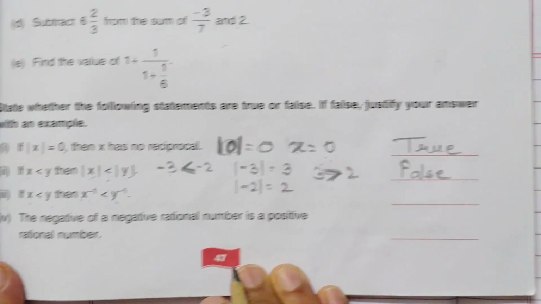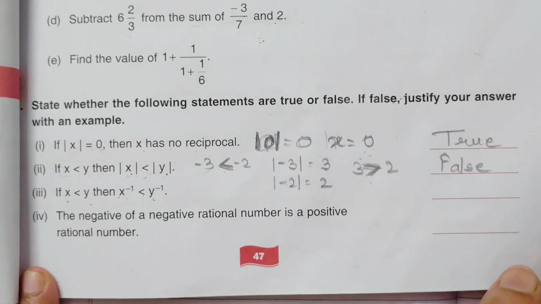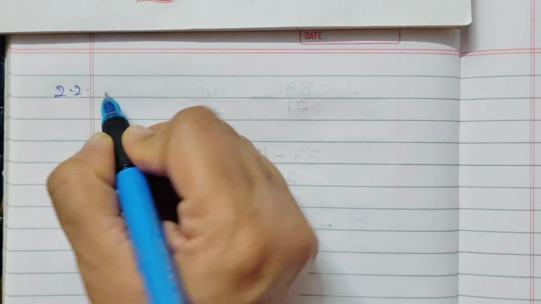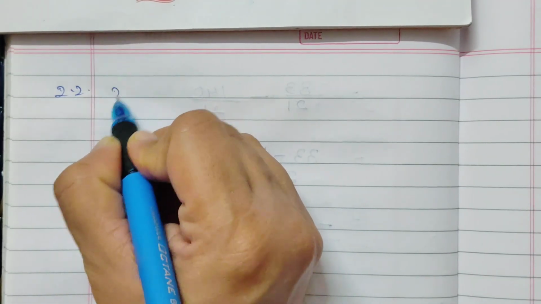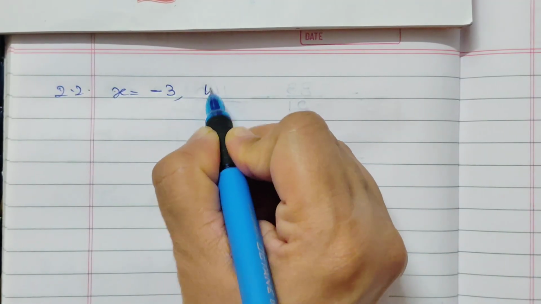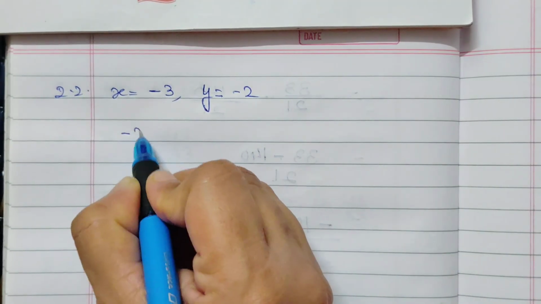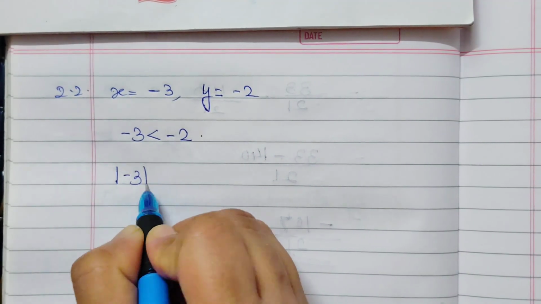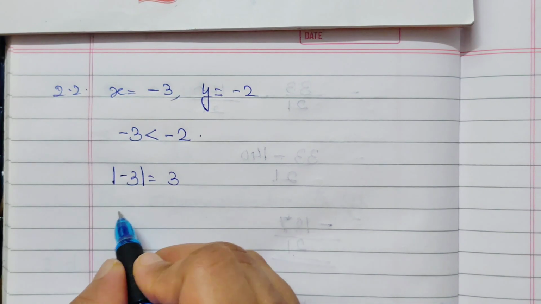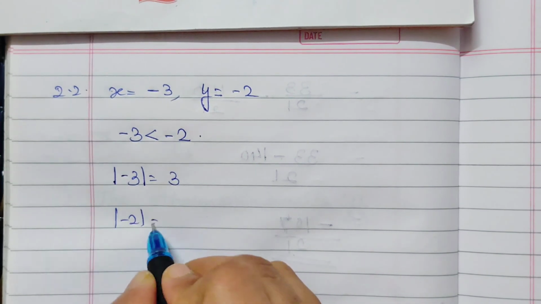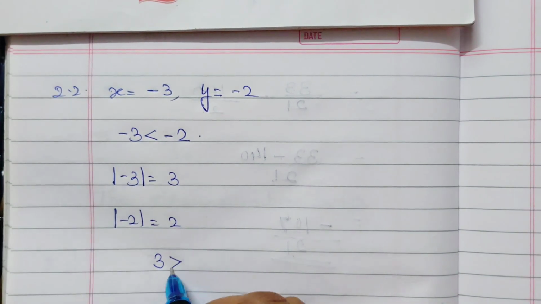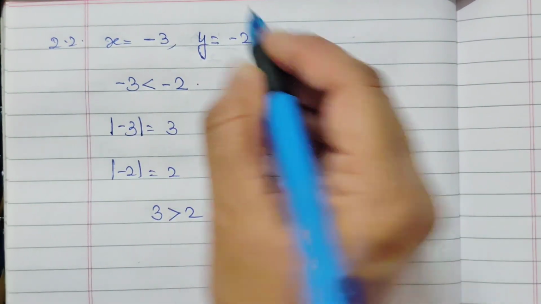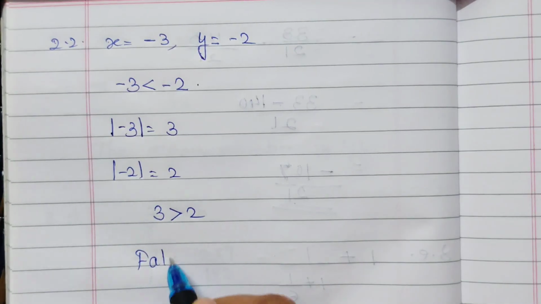And you can give this example. Write it as: let x is equal to minus 3 and y is equal to minus 2. So minus 3 is smaller than minus 2. The absolute value of minus 3 is 3, and the absolute value of minus 2 is 2. Here 3 is greater than 2. So what is the answer? False.